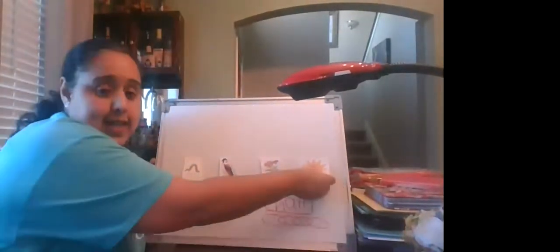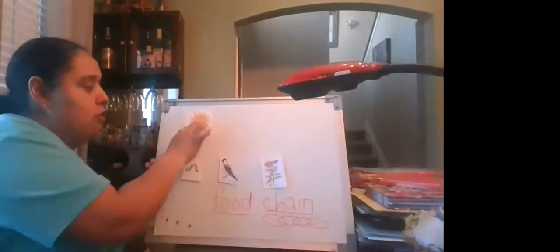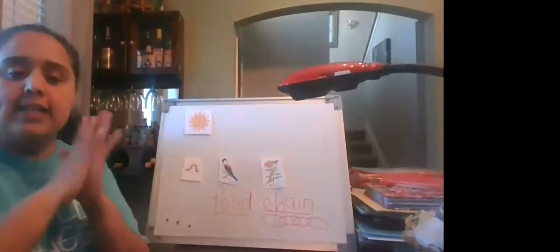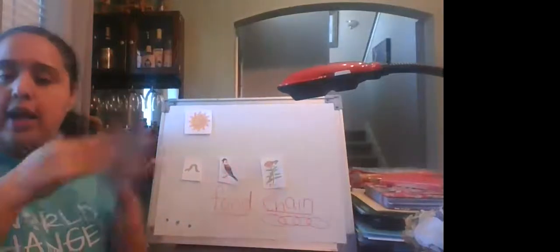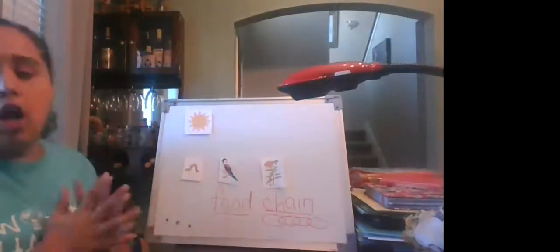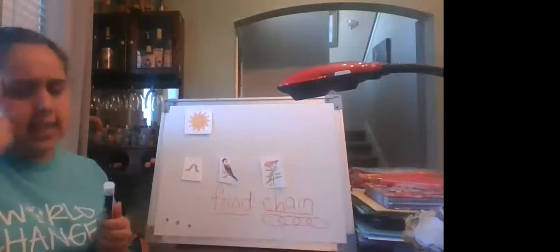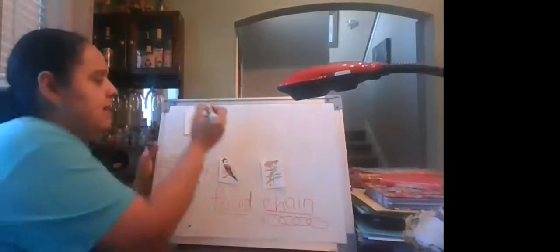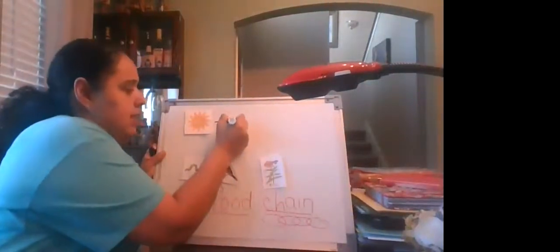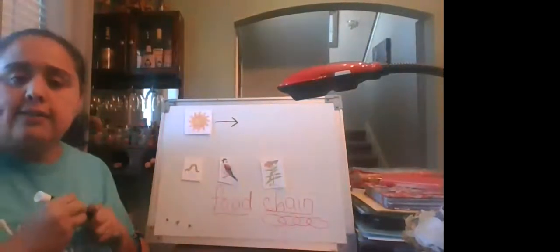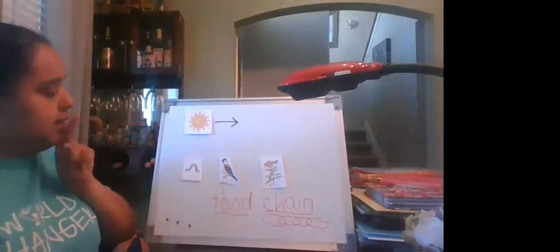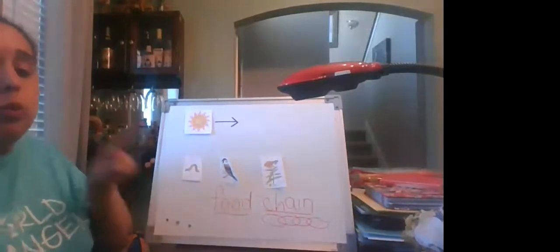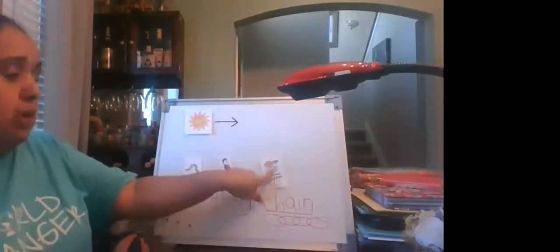If you said the sun, you are right. The sun is the thing that starts all food chains. Whatever the food chain is, the sun always starts it. Now let's think. Remember, the arrow means gives energy. The sun gives energy to who? The caterpillar? Would the sun give energy to the bird? Or would the sun give energy to the milkweed plant?